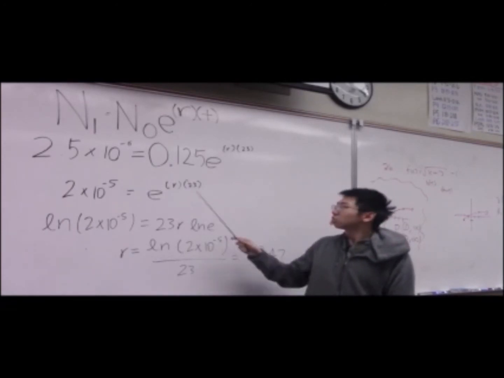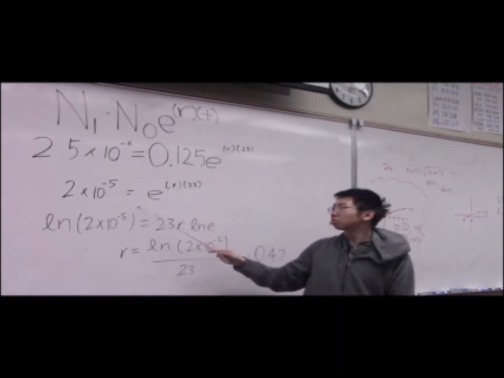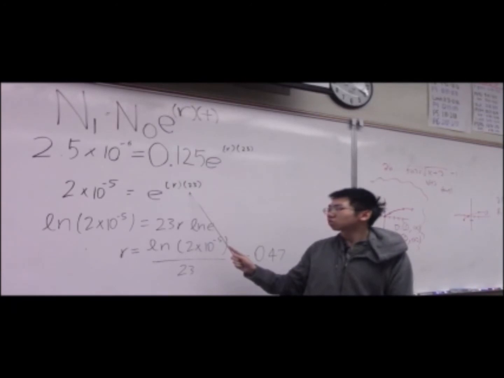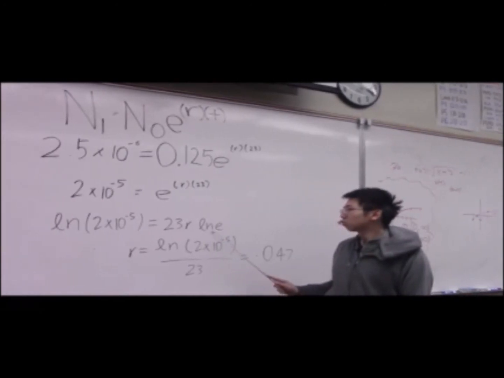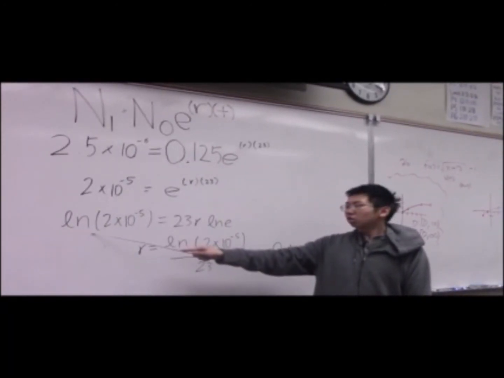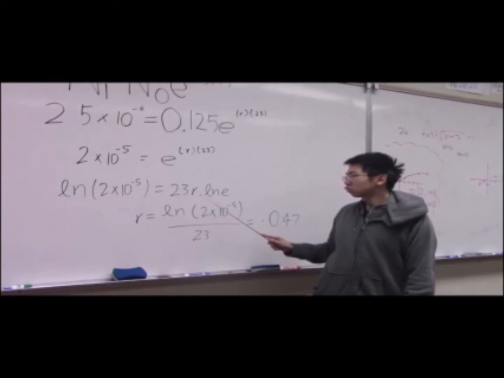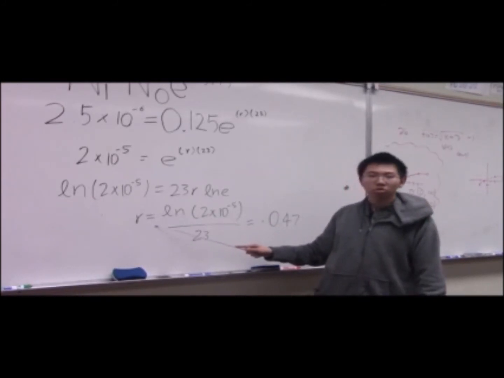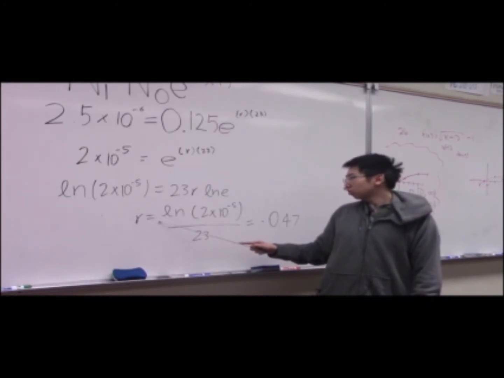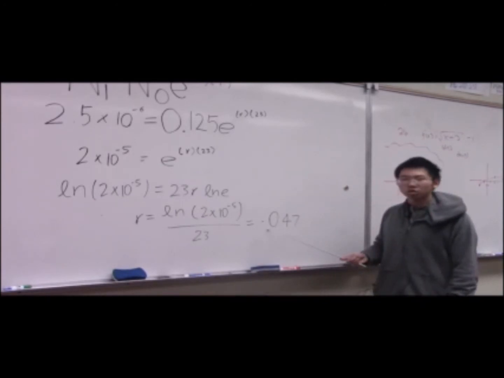First we divide both sides by our initial amount, and we get 2 times 10 to the power of negative 5 equals e to the power of R times 23. Then, by properties of logs, we take the ln of both sides, and the ln of e is 1, so that disappears, and we get ln of 2 times 10 to the power of negative 5 equals 23R. Then we divide both sides by 23, and we get R equals ln of 2 times 10 to the power of negative 5, divided by 23, which equals approximately negative 0.47.